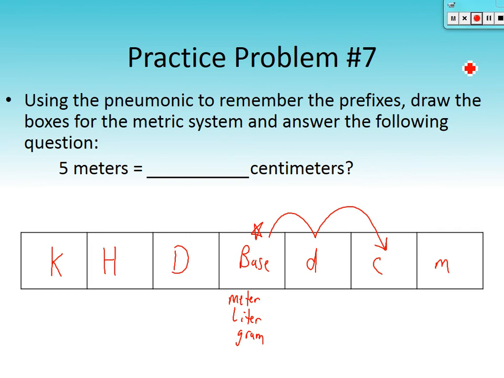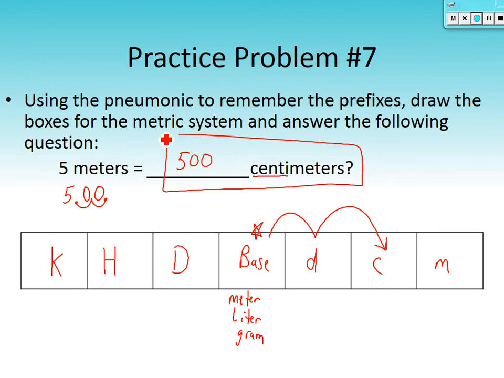Okay, let's see how you did with this one. It says 5 meters is equal to how many centimeters? Well, 5 has an understood decimal place right here, so you could write it as 5.0 if you wanted to. It looks like meters is right here, so we're going to go 2 boxes to the right to get to the centibox. So because we went 2 boxes to the right, we're now going to move the decimal 2 spots to the right, and that becomes 500. So if you have 5 meters, that is 500 centimeters.